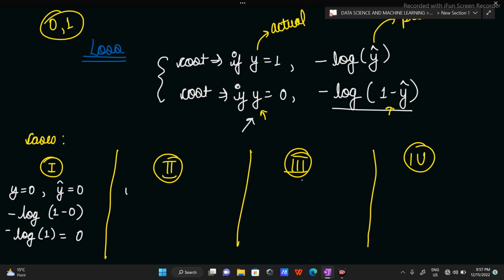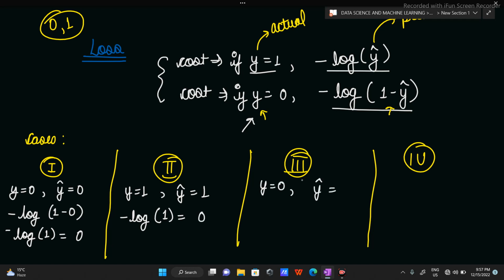Second case would be y equal to 1. The actual value is 1 and what I am getting is also 1, so my prediction is also 1. I am getting a correct prediction. So in this case I'll use this formula, negative of log of y hat, so that is 1, and again log of 1 is 0, so I'm getting 0 because what I wanted I'm getting it, so loss is 0. Simple.